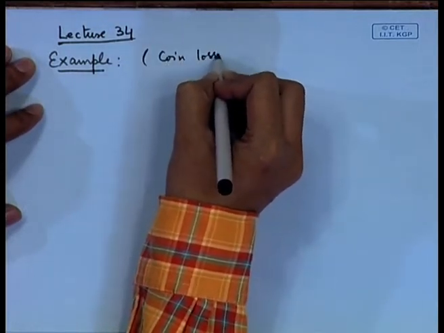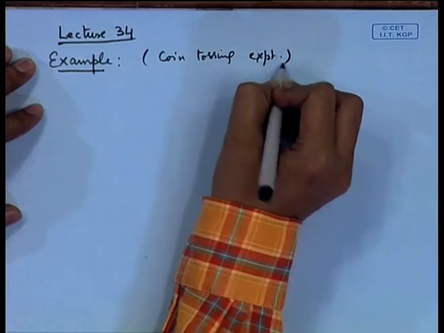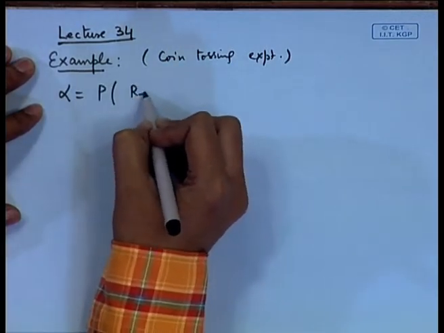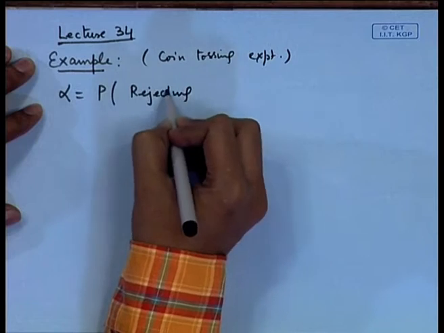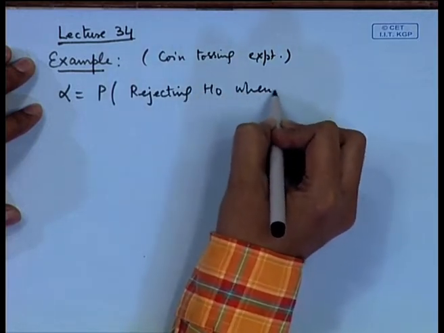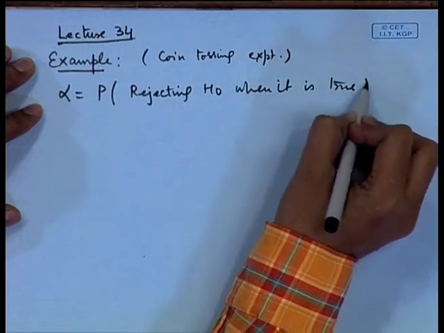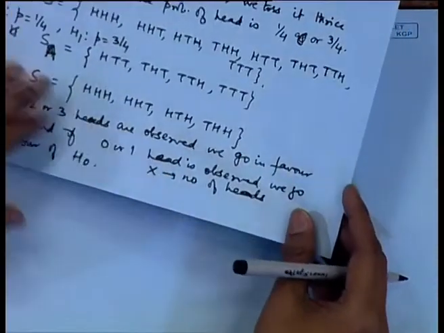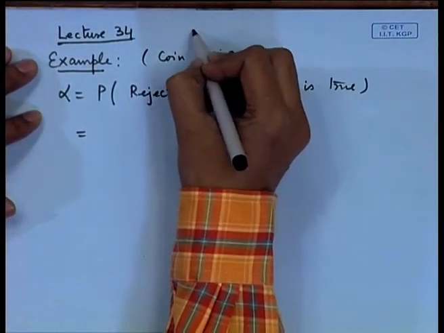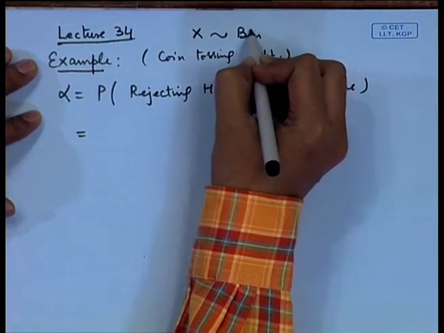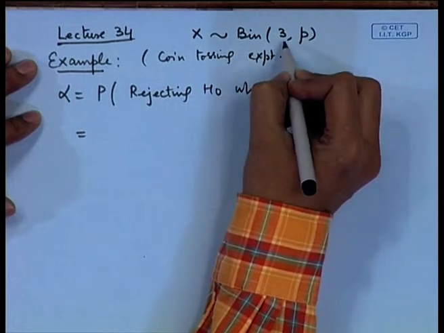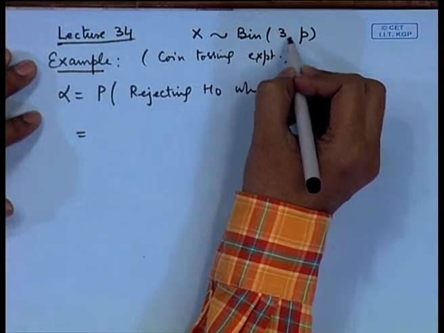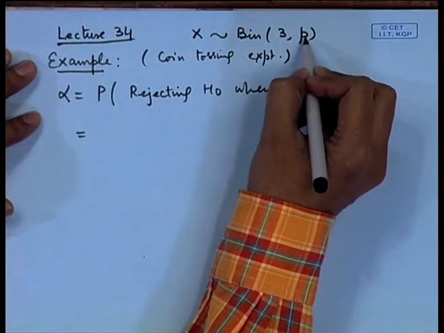Coin tossing experiment. So, here alpha, that is the probability of type 1 error, is rejecting H naught when it is true. So, we can restrict attention to the random variable x, that is the number of heads. So, here x follows binomial 3, p, because in the 3 tosses of the coin you may have at the most 3 heads. So, 0, 1, 2, 3. So, it is a binomial distribution, the head occurs with a probability p.